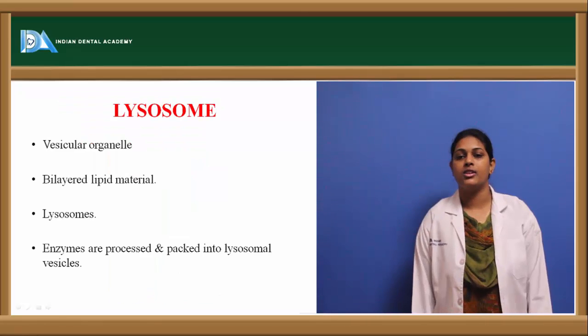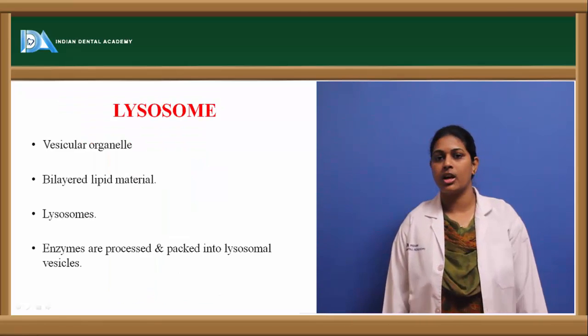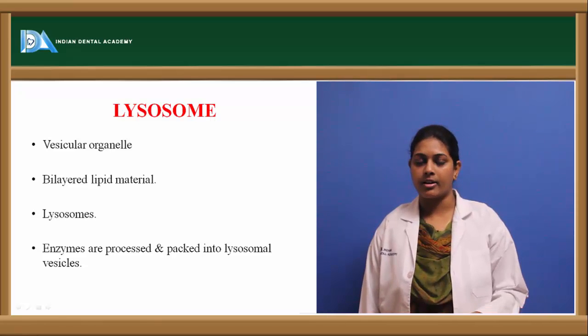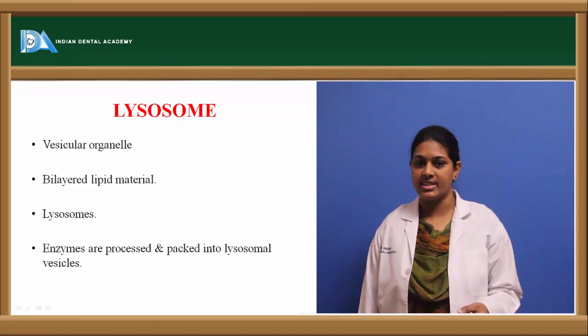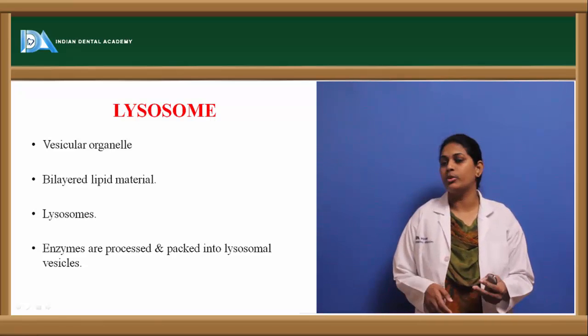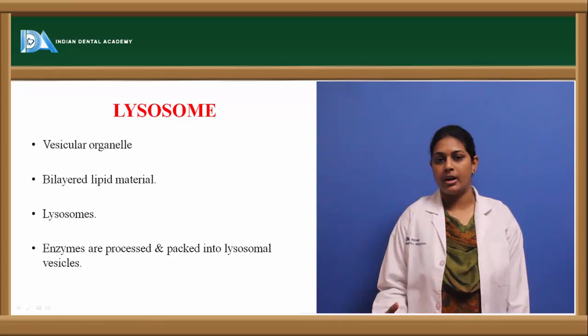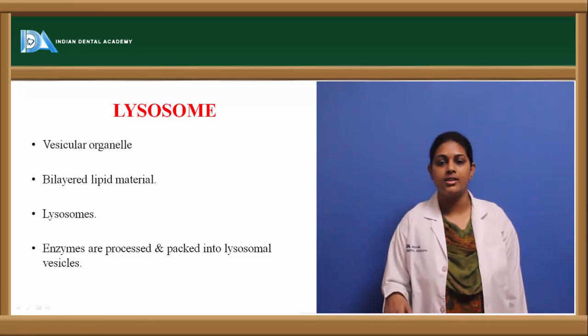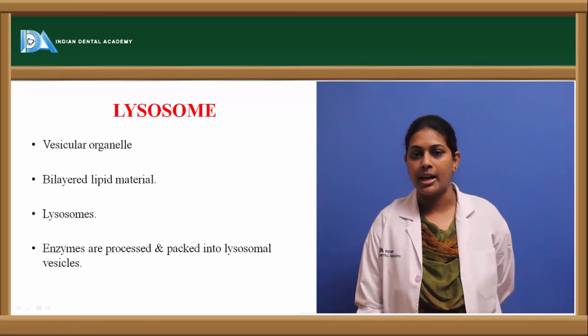Then the other structures are the lysosomes. They are called vesicular organelles since they appear in the form of vesicles. They also have a bilayered lipid membrane, which contains two layers of lipid structures, that is, the lipids arranged in two layers, as we have seen in the structure of the plasma membrane.